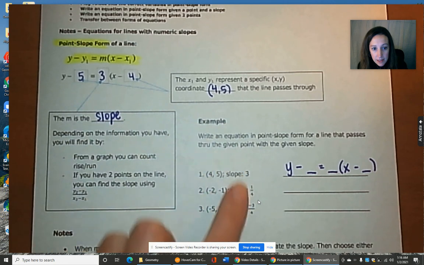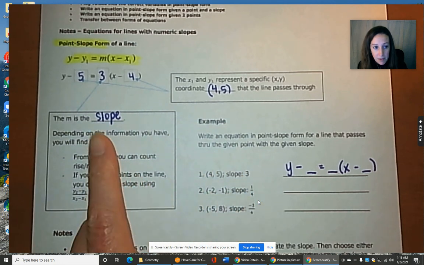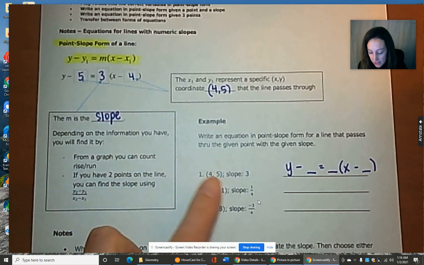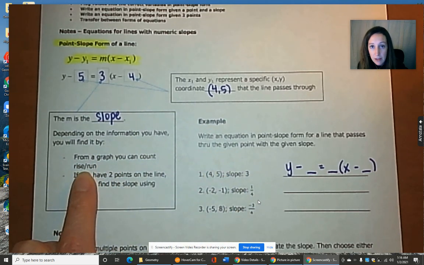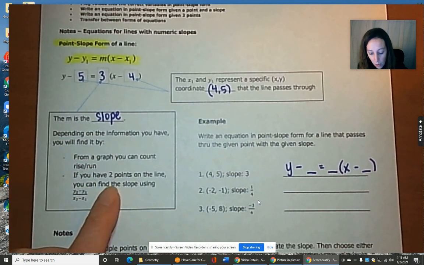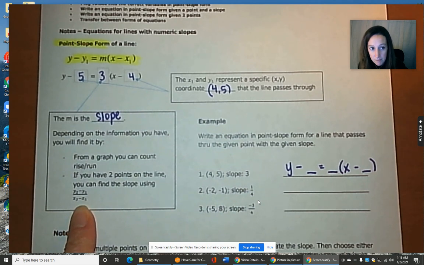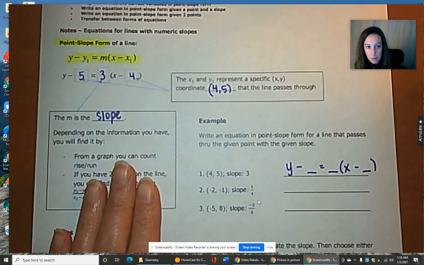As far as these examples go, they just give us the slope, which is really nice. We just plug it in. If you aren't just given the slope like you are here, and you're given a graph, then you can count rise over run like we talked about in 3.4. Or if you know 2 points on the line, you can find the slope doing your y2 minus y1 over x2 minus x1, right? So there's a couple of different ways that you can get the slope information.